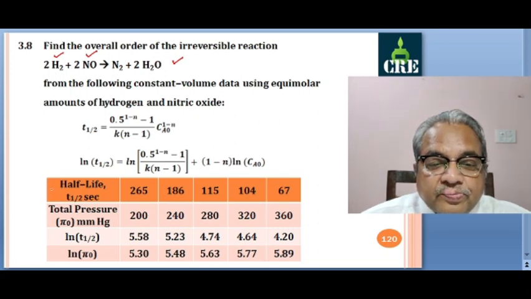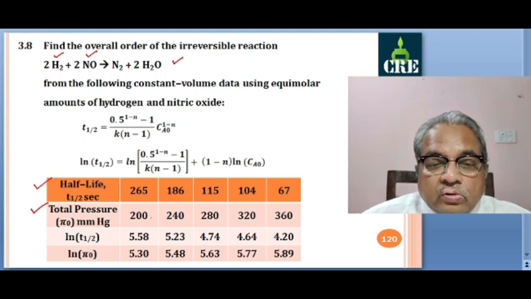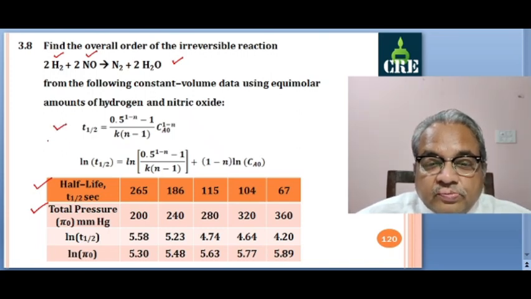So we are provided with this data, half-life in seconds and total pressure data. If you start with total pressure 200, half-life is 265. If you start with 240, half-life is 186. Total pressure 280, half-life is 115 and so on. So 1, 2, 3, 4, 5 data points are given. From the half-life method, we can find out the overall order.